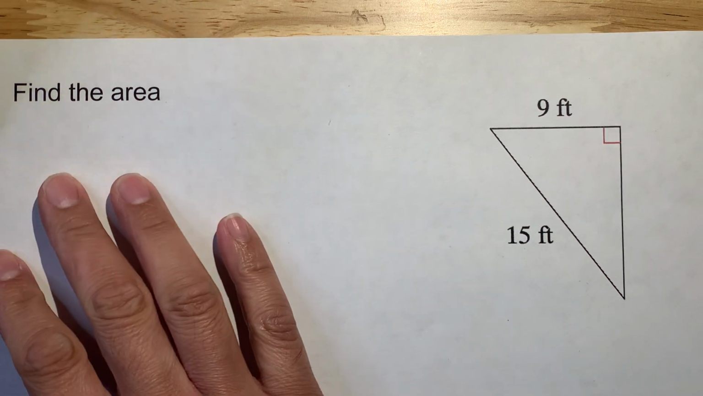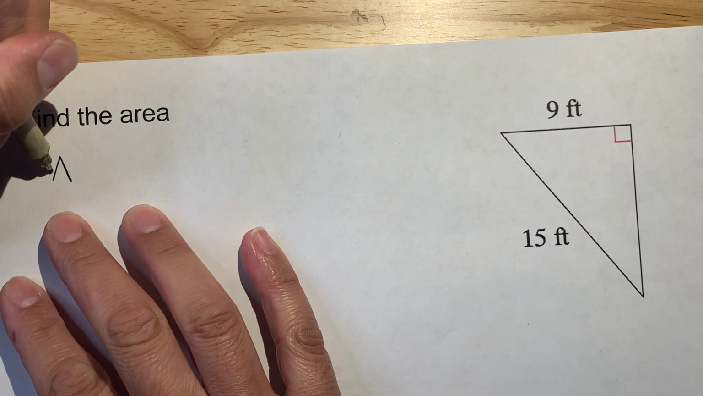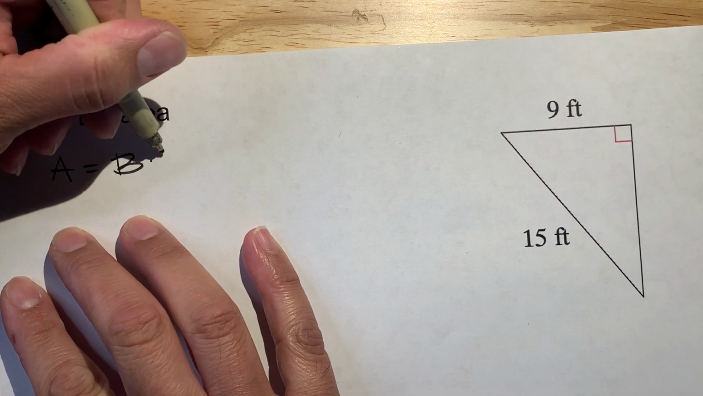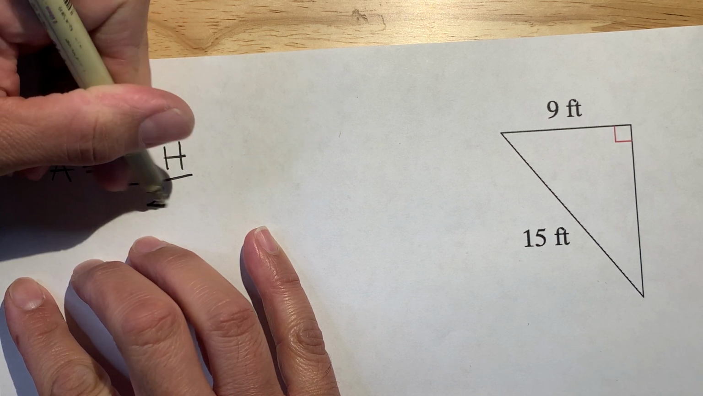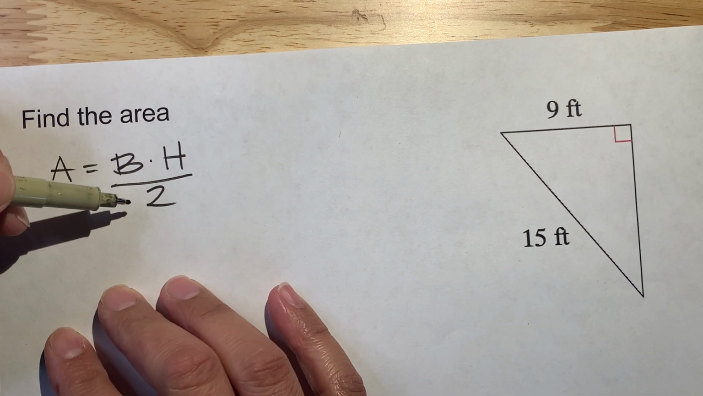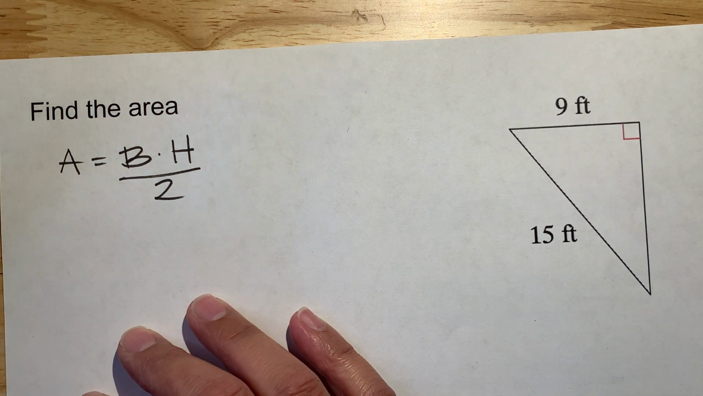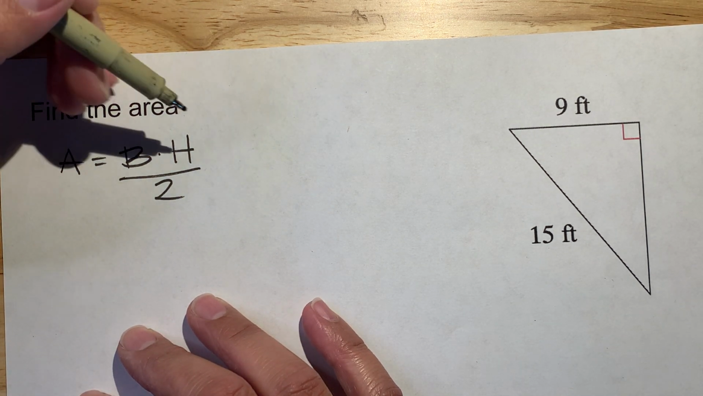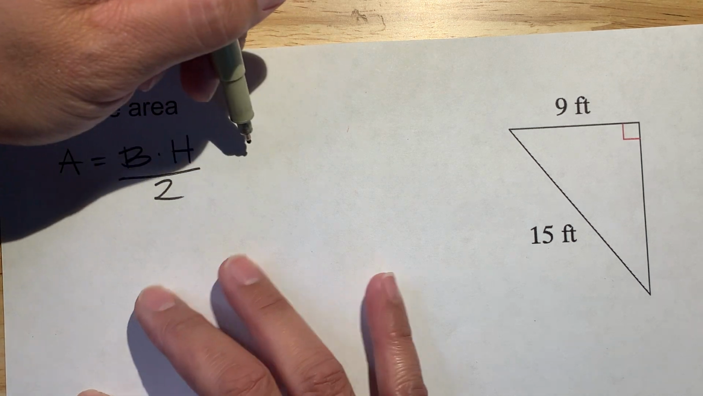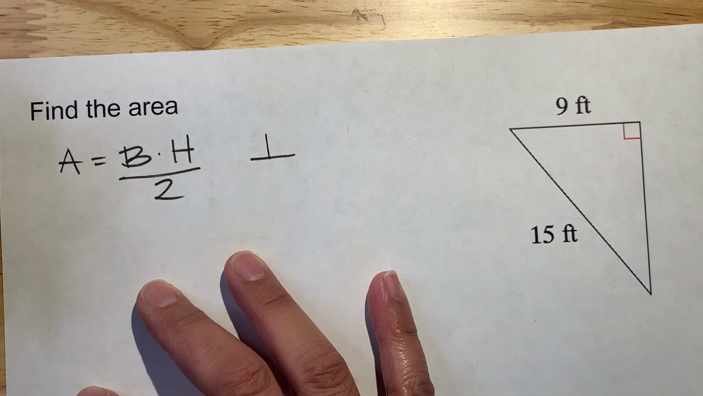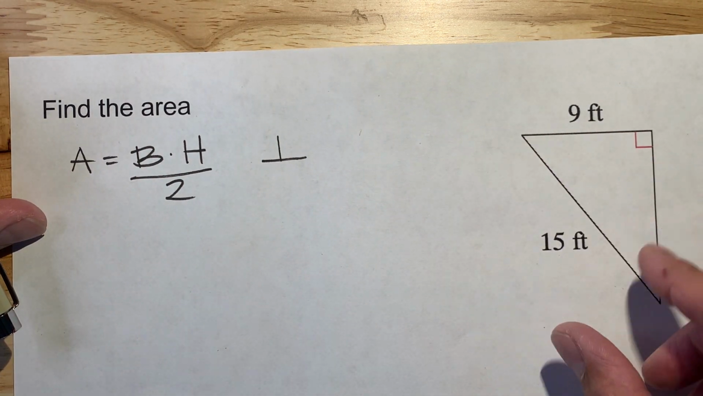So let's do a quick review. The area of a triangle is base times height divided by 2. It's divided by 2 because a triangle is half a rectangle. It's just a rectangle cut in half. And the base and the height are always perpendicular. So remember that: two sides that are always perpendicular.